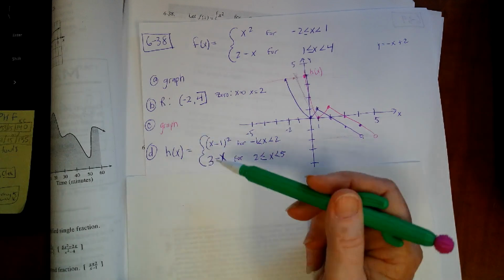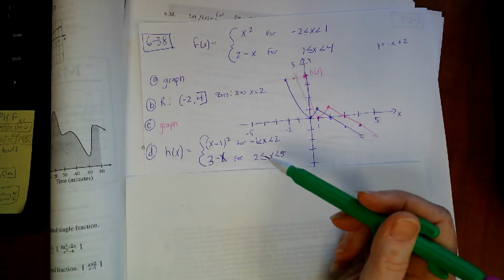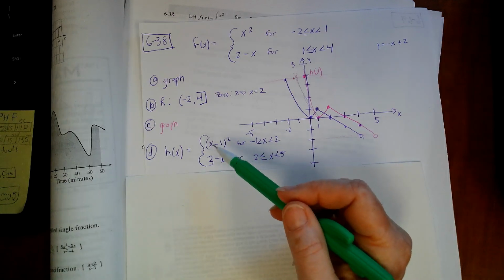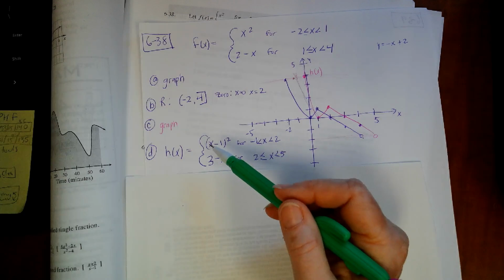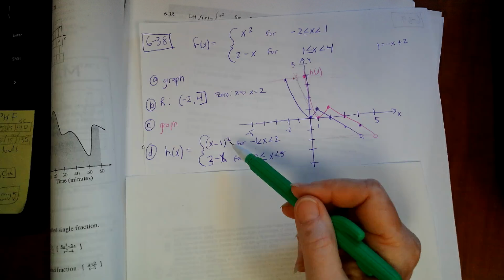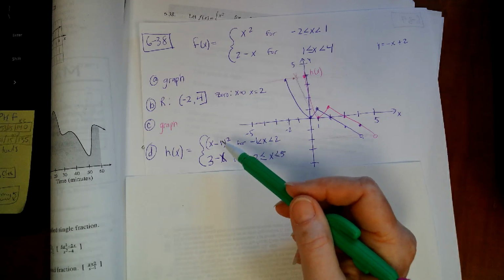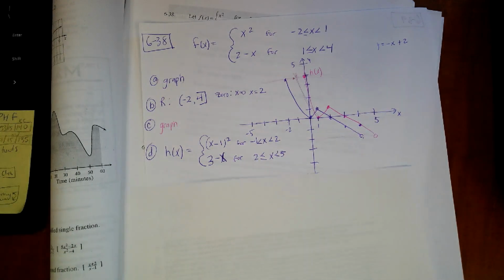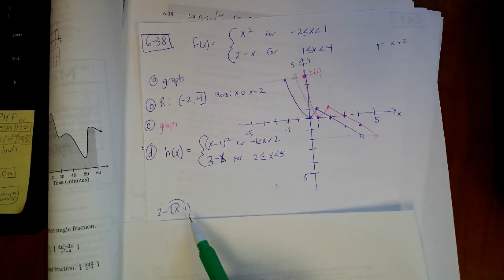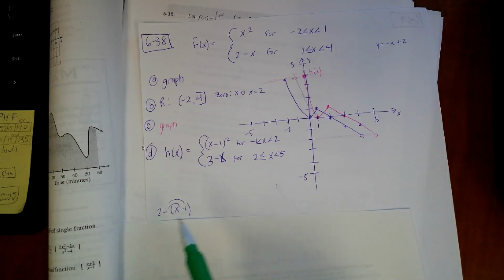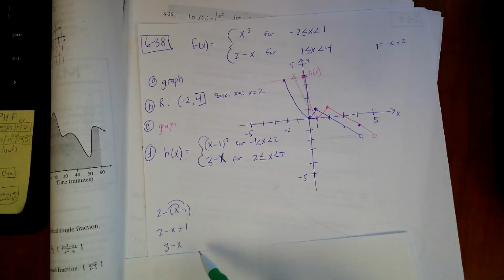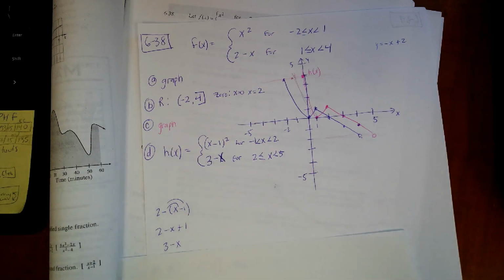And then it asked me to make the equation. So I know that all I have to do is replace every x I see with x minus 1. So I came up with x minus 1 squared for the parabola, and then I came up with 2 minus x minus 1 for the linear part, but I distributed my negative, and that ended up giving me 3 minus x after it's all simplified.